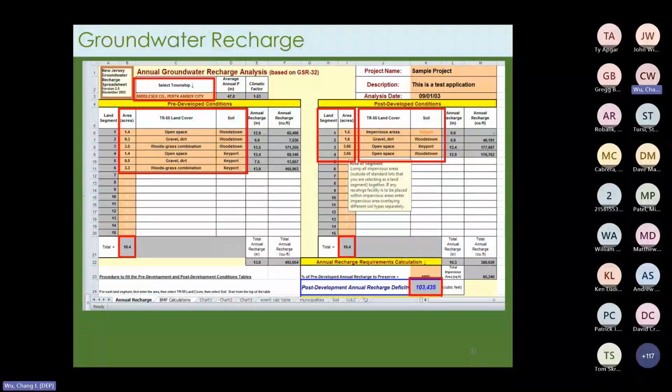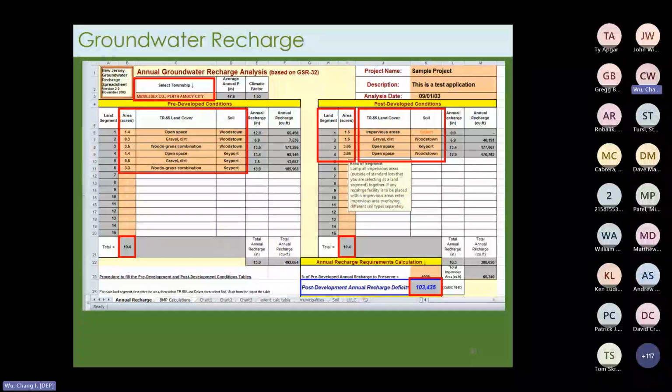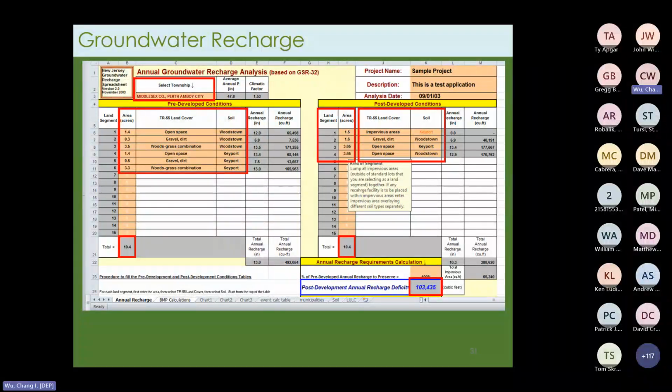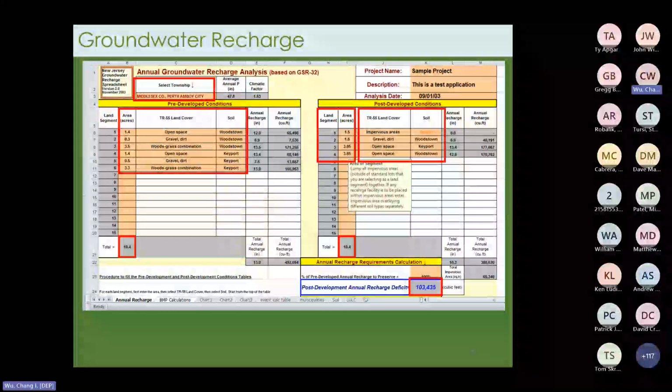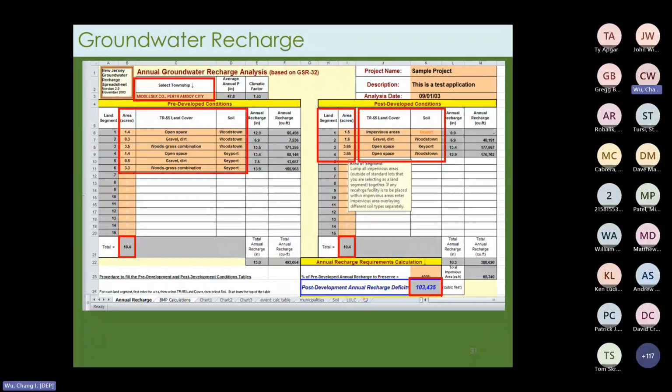And we want to emphasize that infiltration is not the same as groundwater recharge. Infiltration is only the process that allows the runoff into the subsoil. For groundwater recharge, the runoff needs not only to drain into the subsoil, but it has to pass the root zones. For different soils, there are different depths of root zones. And so the soil in this spreadsheet plays an important role in the calculation of annual recharge and the recharge provided by the BMP.